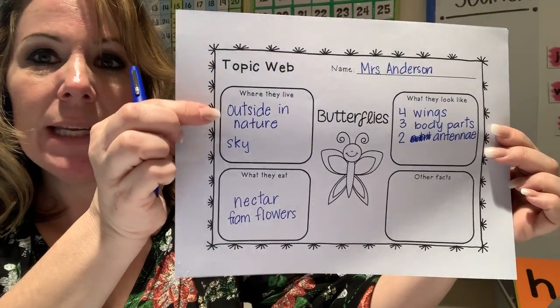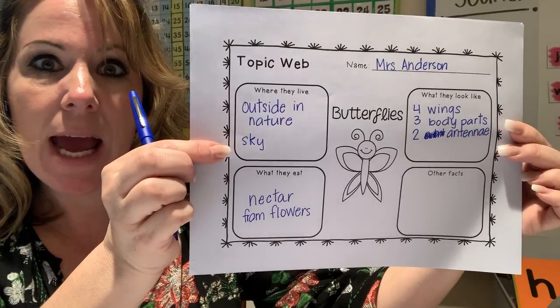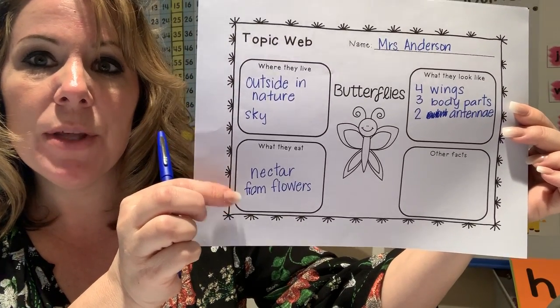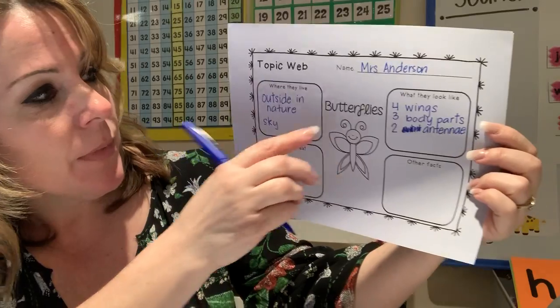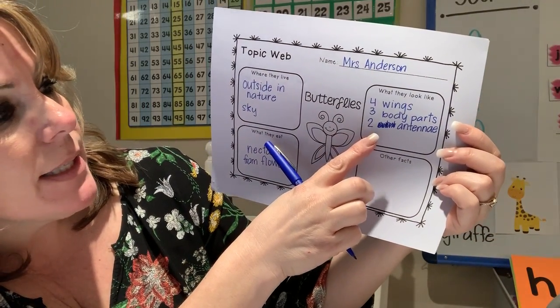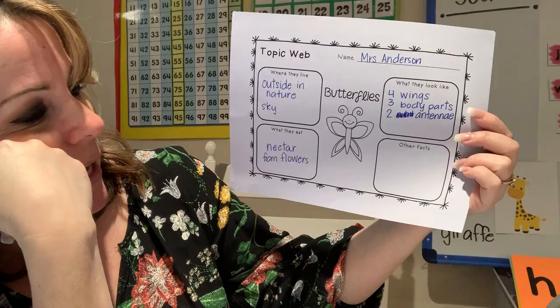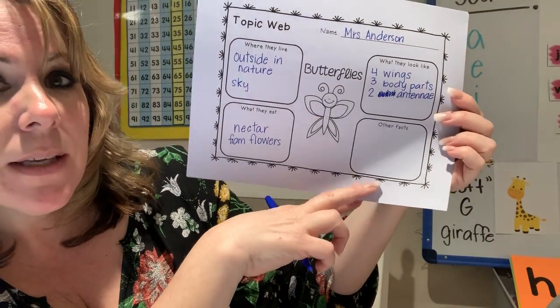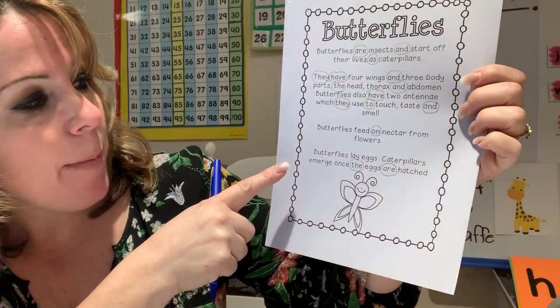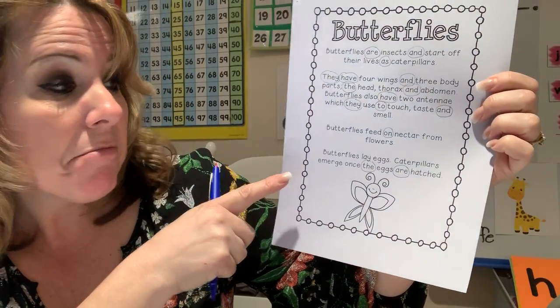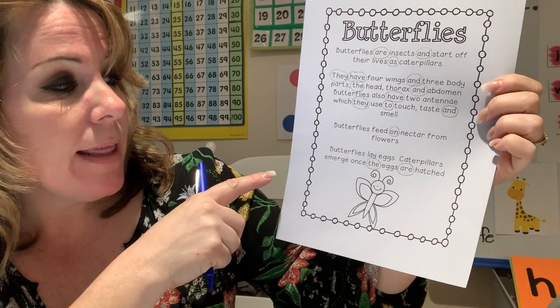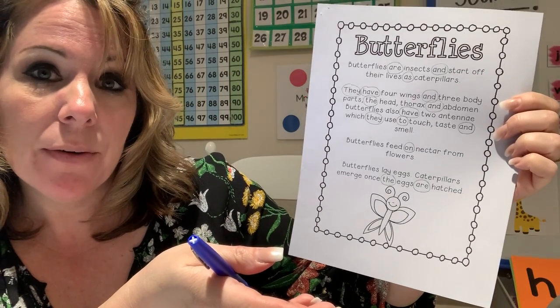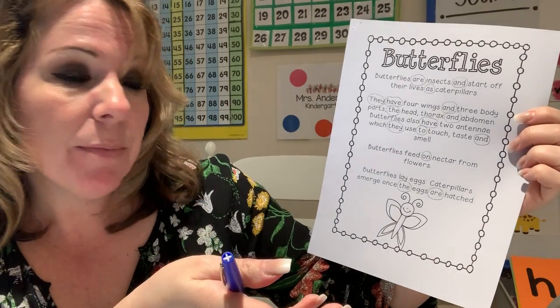So we know where they live. They live outside in nature, in the sky. They fly around. We know that they feed on nectar from flowers, and we know that they have 4 wings, 3 body parts, and 2 antennae. Can we think about anything else that we might know from what we learned on our paper? What else? How about if we added a fact that they lay eggs, and that they have baby caterpillars, or that they come from caterpillars.